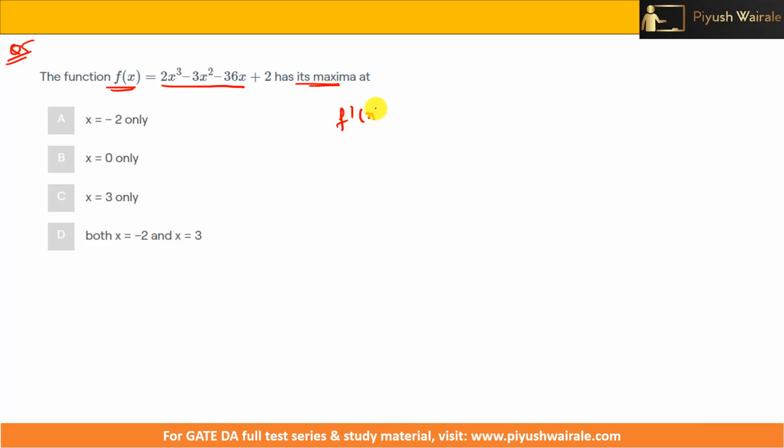What is f dash of x? 6x square minus 6x minus 36. For finding out stationary point, just equate it to 0. That is f dash of x equals 0. So 6x square minus 6x minus 36 equals 0, right? So divide by 6. So x square minus x minus 6 will be equal to 0.